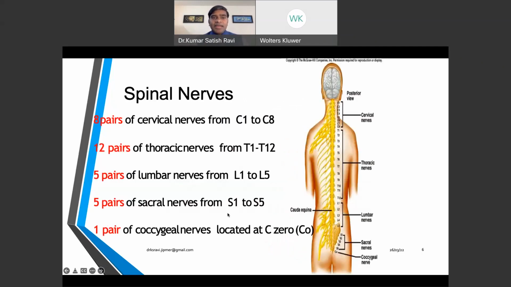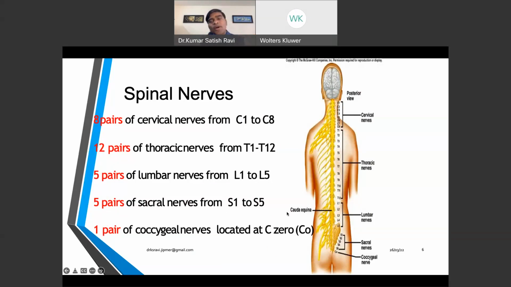Now, before studying the anatomy of the brachial plexus, we see how a typical spinal nerve is formed. When we talk about the spinal nerves or the cranial nerves, there are 12 pairs of cranial nerves. Accordingly, there are 31 pairs of spinal nerves. And these spinal nerves are named after the group of vertebrae between which they emerge.